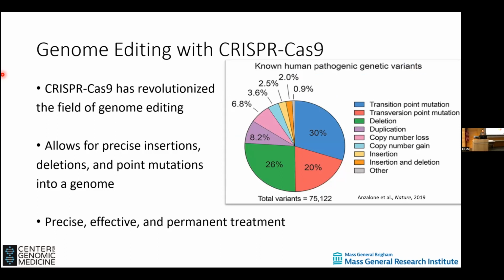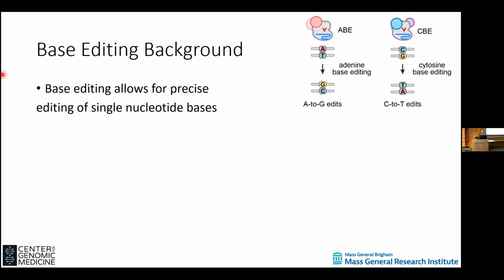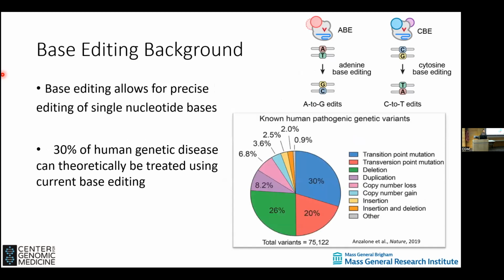And so to introduce the concept, base editing is taking this nuclease and adding a deaminase to it, fusing it onto it. And this now allows for precise editing of single nucleotide bases. So as we look back to our little chart here, this blue area for transition point mutations is what ABEs and CBEs, adenine to guanine base editors and cytosine to thymine base editors, are able to treat.